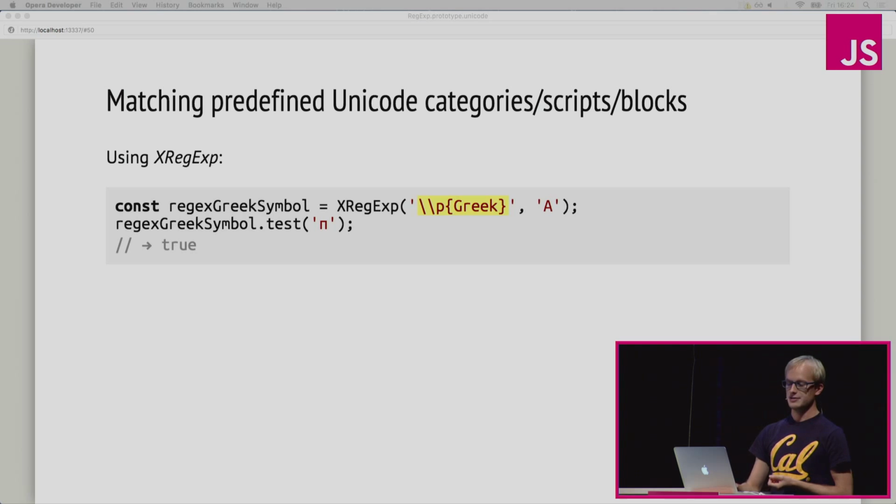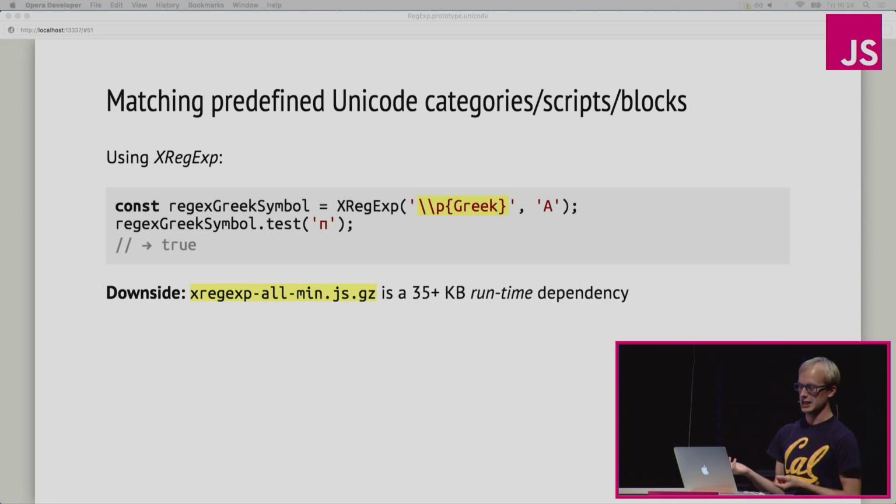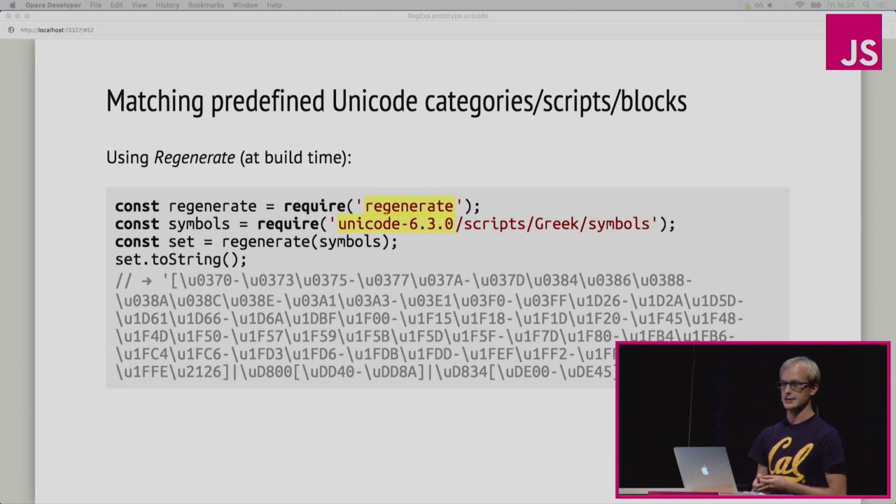There's only one downside to this, and that is that regexpu is a 35 kilobyte runtime dependency. So it may not be the best solution in performance-critical situations. Now there's another way of coming up with a similar result. You could use a build script, and you could use the regenerate library for that, which I talked about earlier. And that would look something like this.